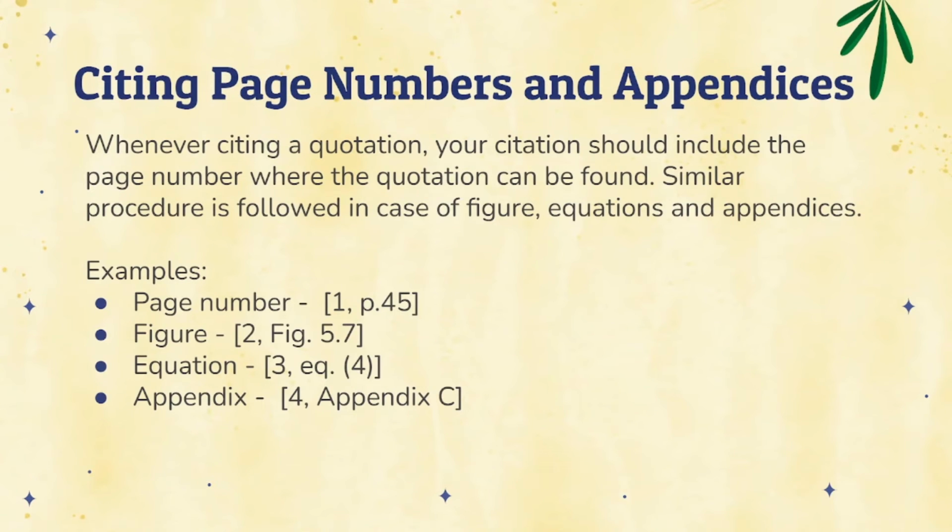When it comes to the in-text citation of page numbers and appendices, the process is fairly easy and simple. We just write the reference number followed by the page number or the appendix section. A similar procedure is followed in the case of figures, tables, and equations, as can be seen below in the examples. If we are citing from an online source and there are no page numbers, then it's fine to not include the page number and just write the reference number.